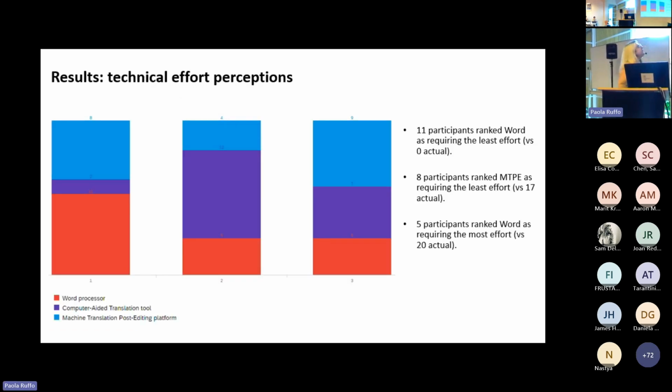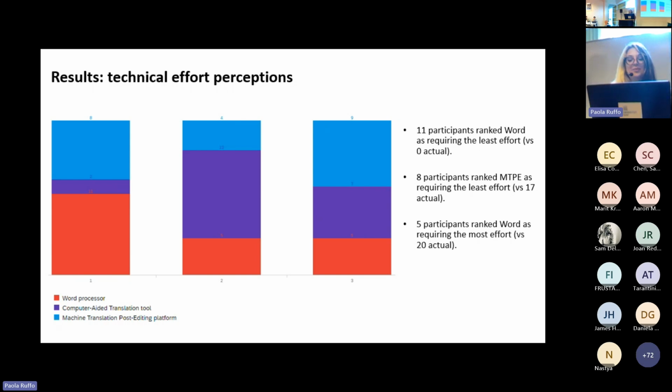And then again, I asked translators in the post-class questionnaire to rank the workflows according to the effort that they thought it took them. You can see that 11 participants ranked Word as requiring the least effort, but actually, according to the measurement I did, Word didn't require the least effort for anyone. And then 8 participants ranked post-editing as requiring the least effort, but it actually was the least effort for 17 participants, so more than double.